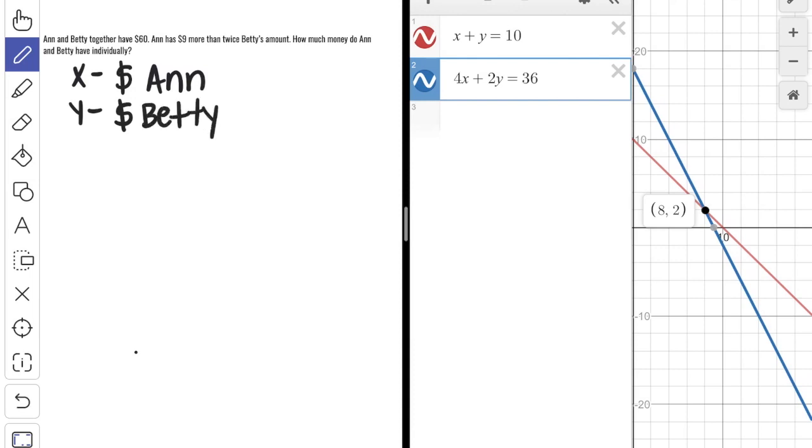So it says together, okay, so together they have $60. So I don't know how much money Ann has, and I don't know how much money Betty has, but I know together they have $60. So we're going to write a total together equation. So how much Ann has, which is X, plus how much Betty has, which is Y, equals a total of $60. That's my first equation.